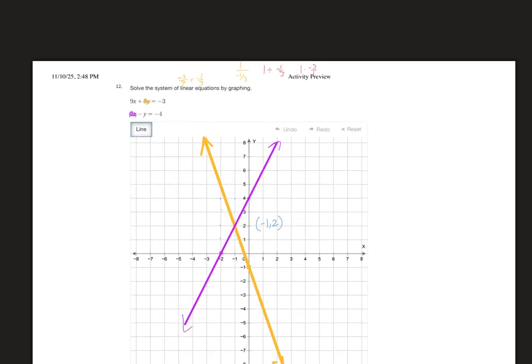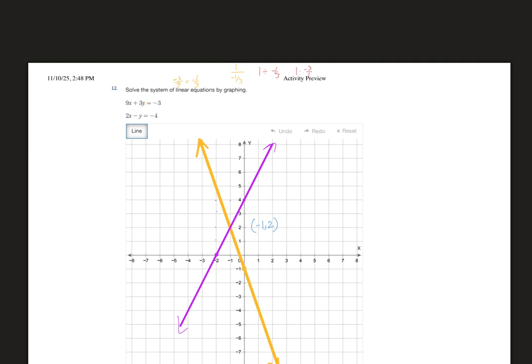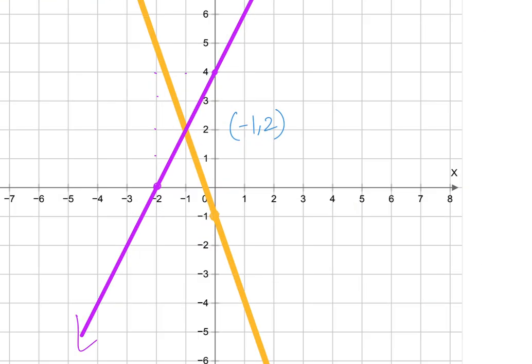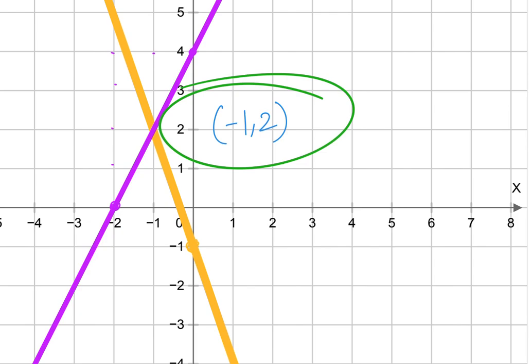So let's plug that in and see if we're right. So first we erase that. Negative 1, 2. Negative 1, 2. So negative 9 plus 6, does that equal negative 3? It sure does. In fact, whoa, slow down. 9 times negative 1 plus 3 times 2. That's what I did. In fact, I'll slow down on this one. 2 times negative 1 minus 2. So negative 2 minus 2, does that equal negative 4? It sure does. So we are confirmed that that is our solution right there.